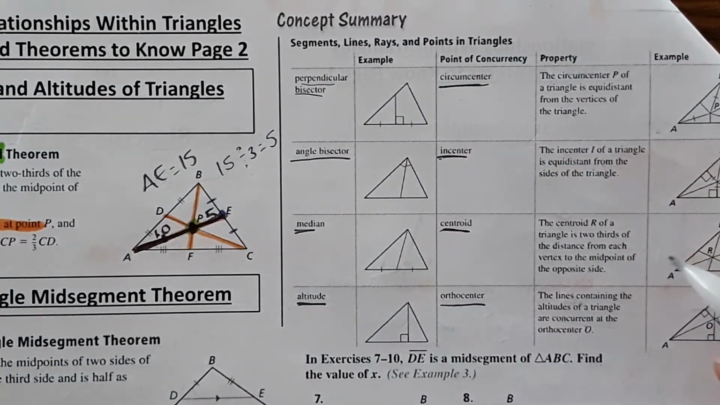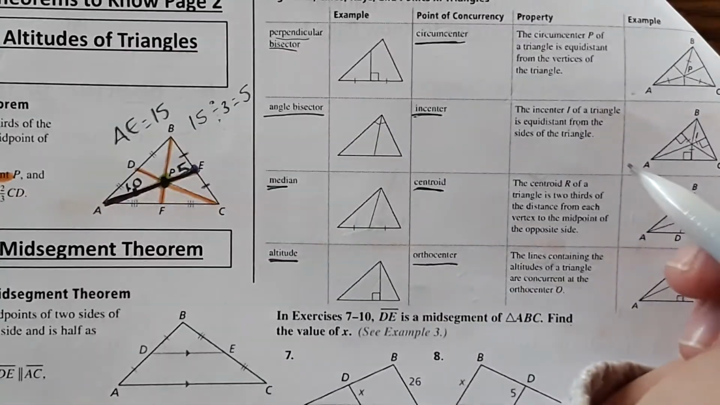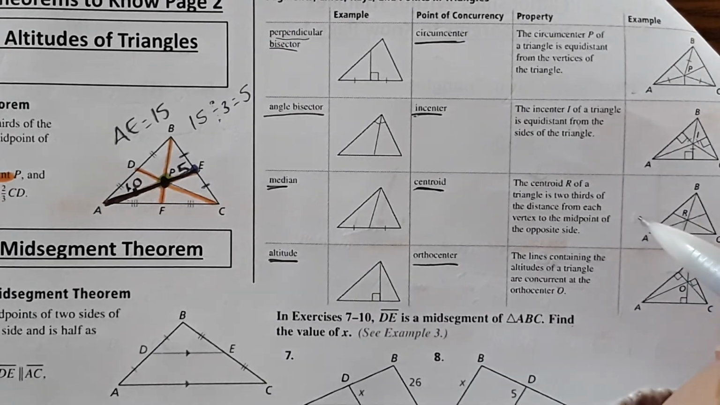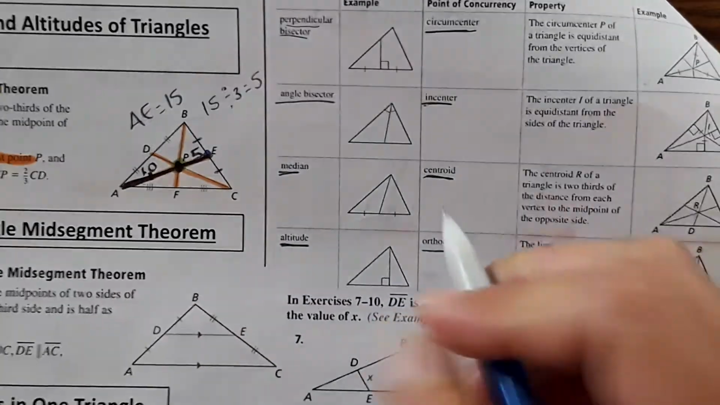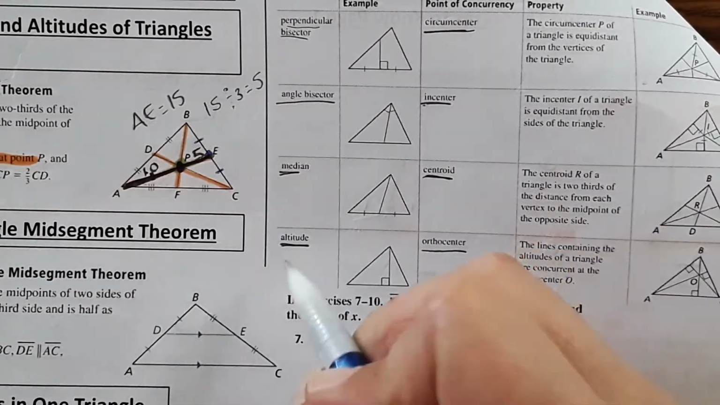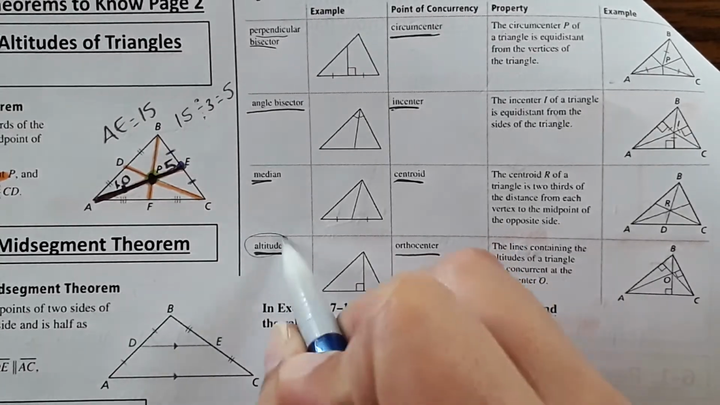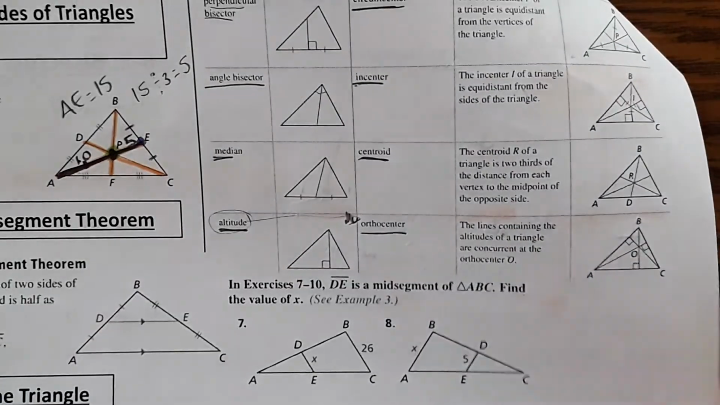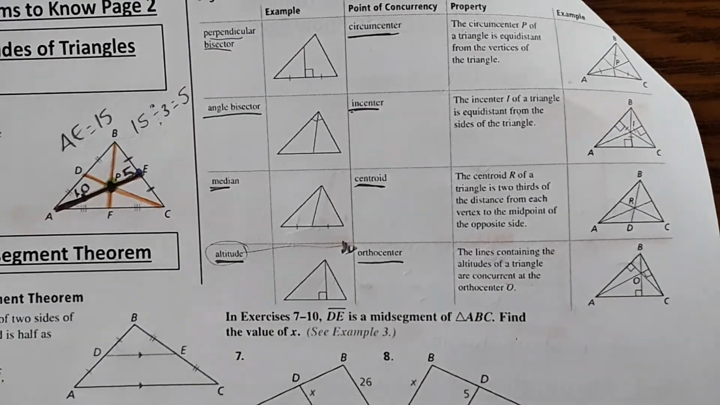Now, as far as the dimensions of an altitude, there's no calculation, it's not like the others. All you have to know for altitude and orthocenter is that the altitudes intersect at the orthocenter. That's all you have to know for that. Okay, we're going to go look at the examples on the practice page.